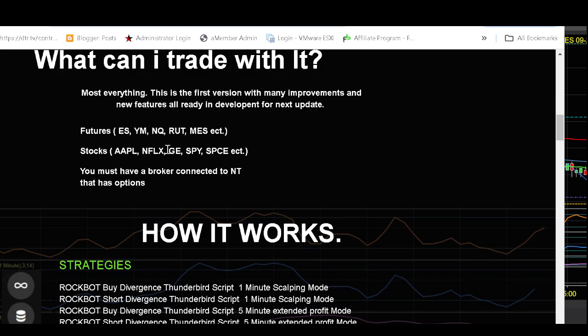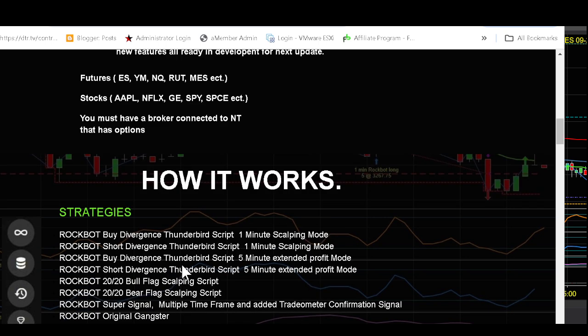You could trade all futures. You could trade stocks. You could put anything that you have on NinjaTrader. You could trade NinjaTrader on whatever your feed is, and whatever your broker is that you connect to NinjaTrader. You could trade stocks, so you could run these divergences.